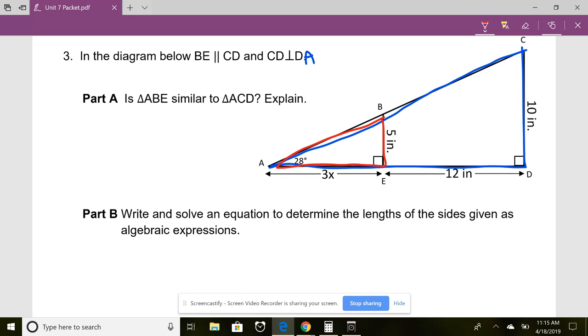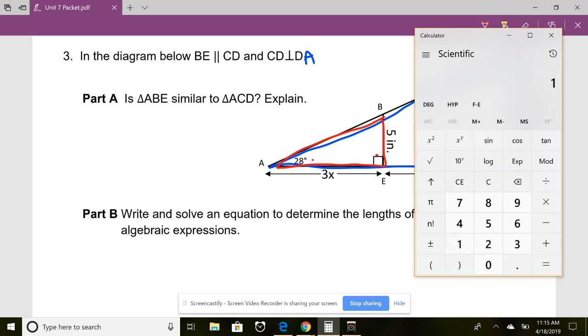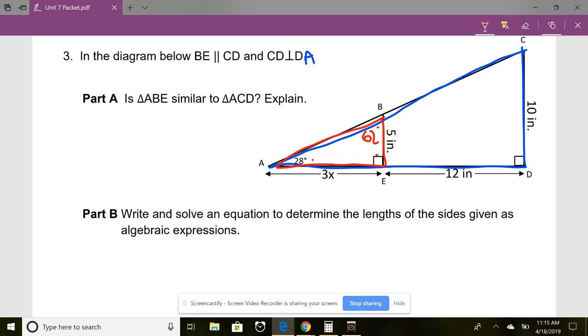Now we have to figure out the angle measures of each of the triangles. So the red triangle, we have 90, remember the box is 90 degrees, and a 28-degree angle. So to figure out the third, we do 180 minus 90 minus 28, which is 62 degrees. So this is 62 degrees.